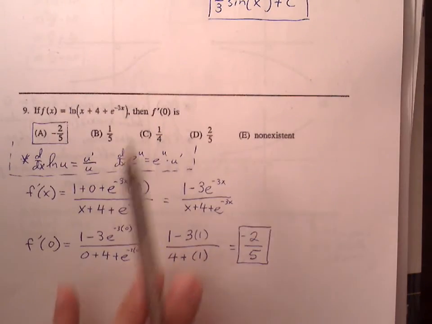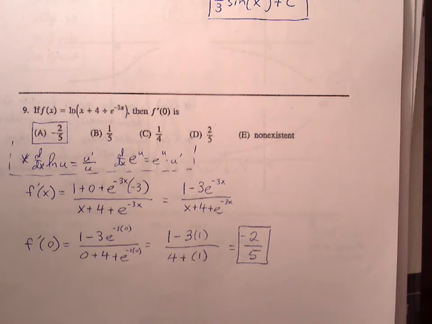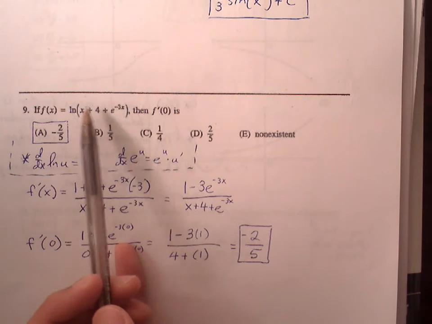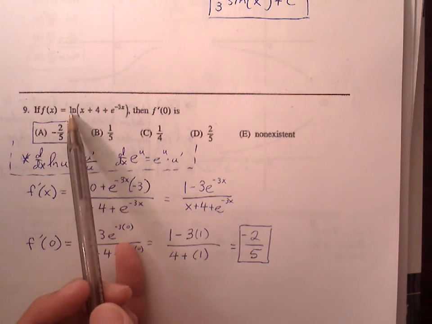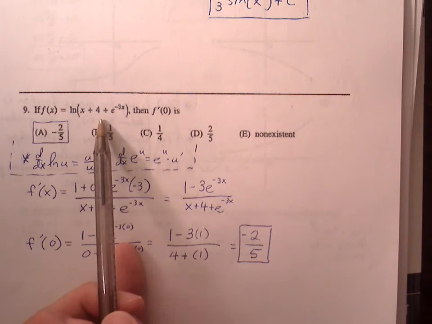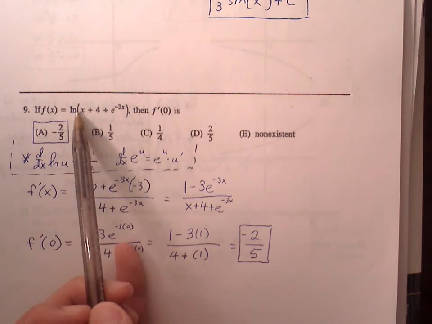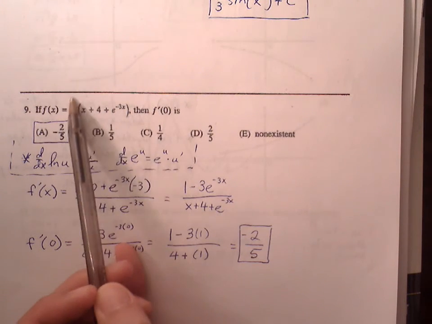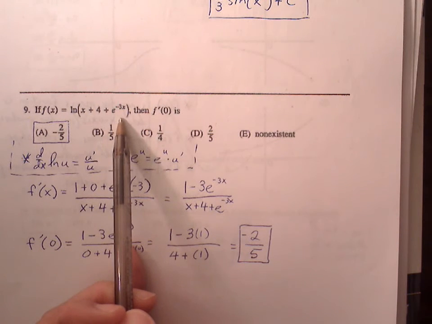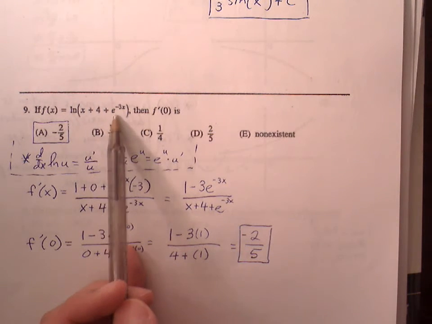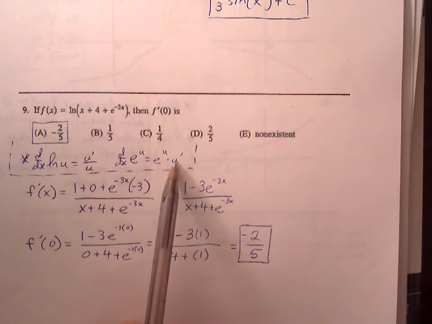All right, number 9, we have a function that is natural log of an expression. Find f prime of 0. Two-step process here. We need to first find f prime of x. We need to first find the derivative function, and then we can evaluate the slope at 0. So the rule that we're going to apply is natural log of u, which is u prime over u. Now within this expression, we're going to have to rely on the derivative for e to the u, which is e to the u times u prime.